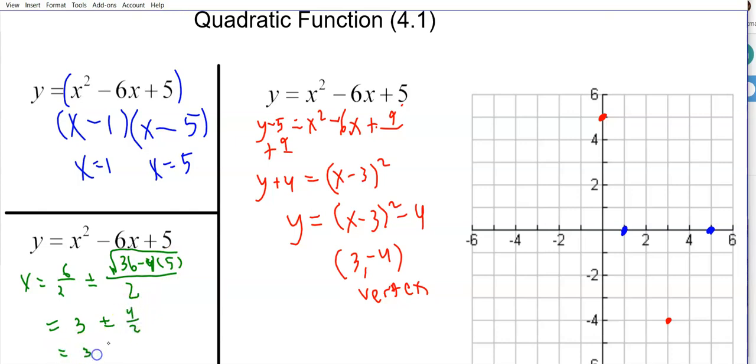So it's 3 plus or minus 4 over 2, which is 2, which is really two different answers. 3 plus 2 is 5, and 3 minus 2 is 1. So we get the same two answers that way as well.